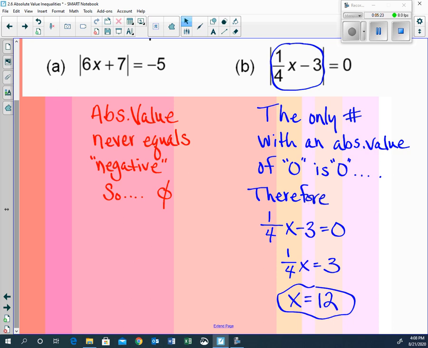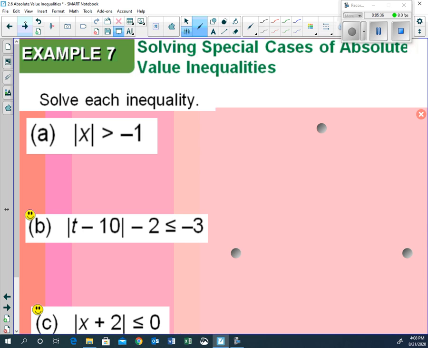So two special cases, always kind of got to have your eyes on the lookout when you're dealing with absolute value. If it's ever equal to a negative, no solution. If it's ever equal to 0, one solution only. Okay? All right, and then we've got some special cases of absolute value inequalities, and we'll talk about those, okay?